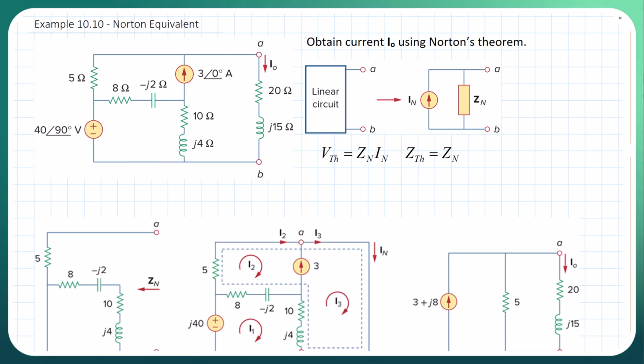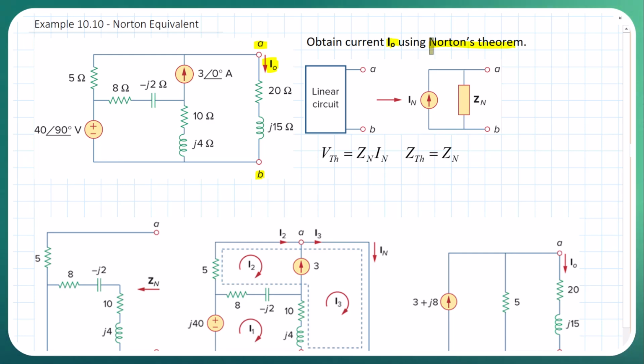Alright, let's take a look at this circuit and use Norton's theorem to solve for I naught. We want to figure out what I naught is here, going from terminal A to terminal B, or node A to node B, and we want to figure out what the current is there.